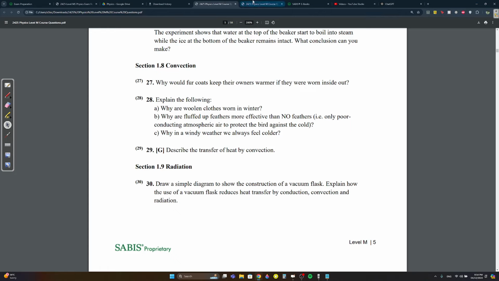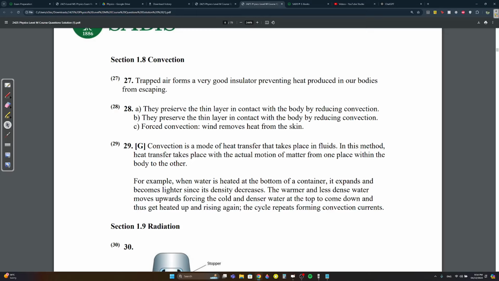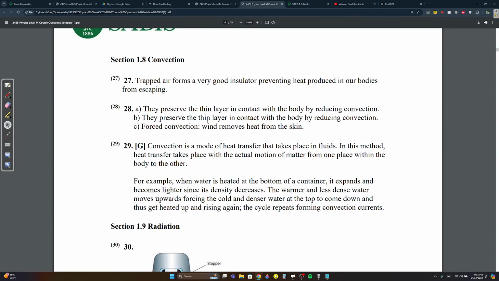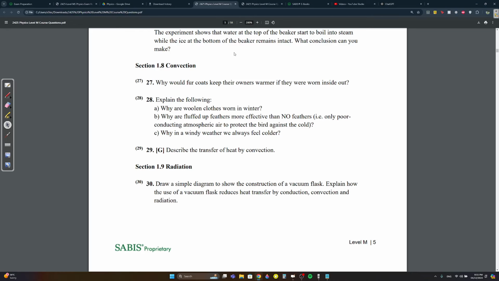Why are woolen clothes worn in winter? Because the woolen clothes will cause air. They preserve the thin layer by reducing convection. Why are fluffed up feathers more effective than no feathers? Because when you have feathers, again, they preserve the thin layer in contact with the body by reducing convection. How do they preserve it? By creating an air layer.